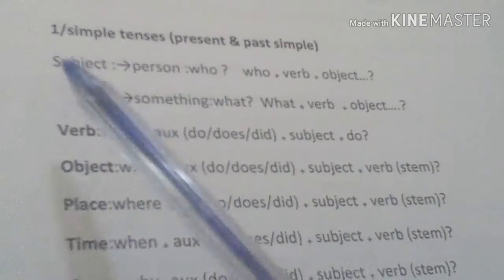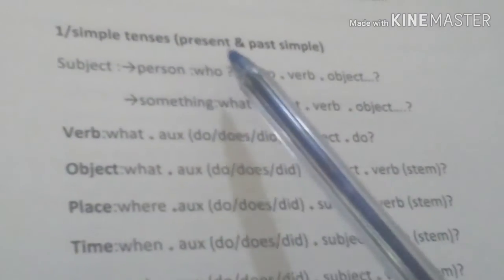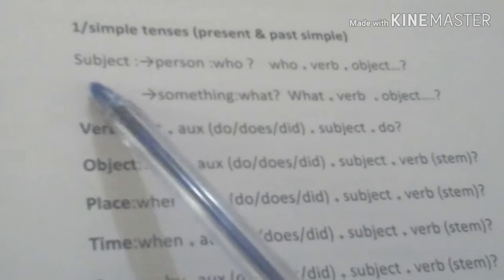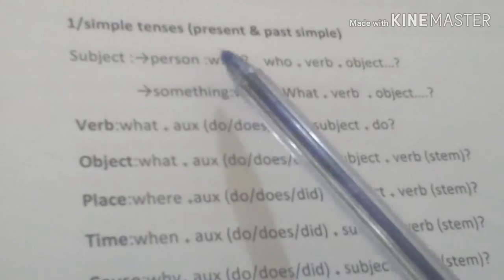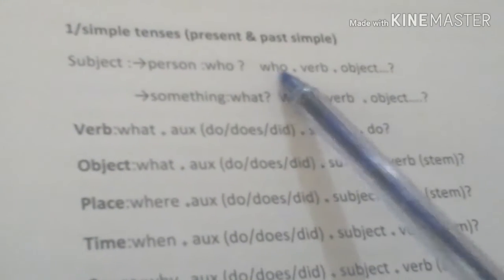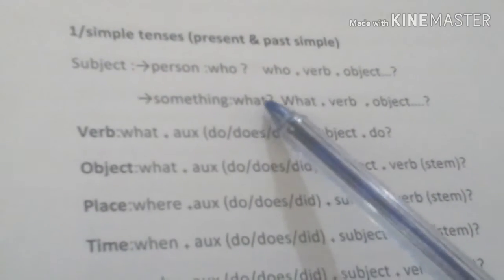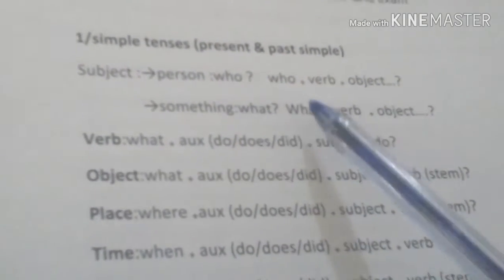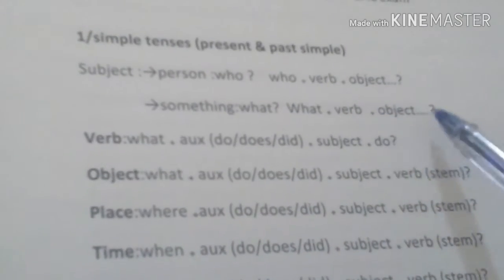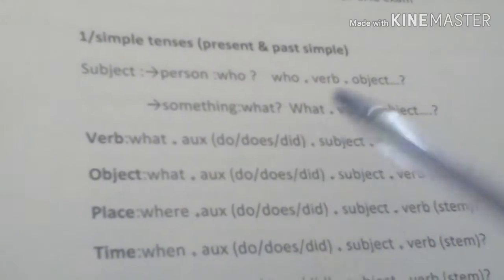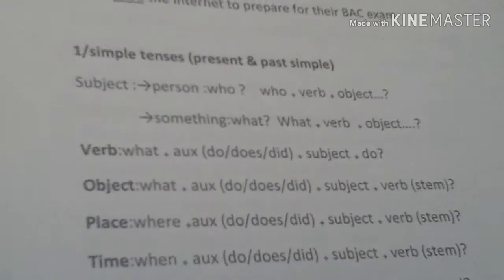First one, simple tenses. Present and past simple. To ask about a subject, if it is a person, you say who. Who plus verb plus the remainder of the sentence. If the subject is something, you ask with what. What plus verb plus the remainder of the sentence. As you find the verb, as you put it.